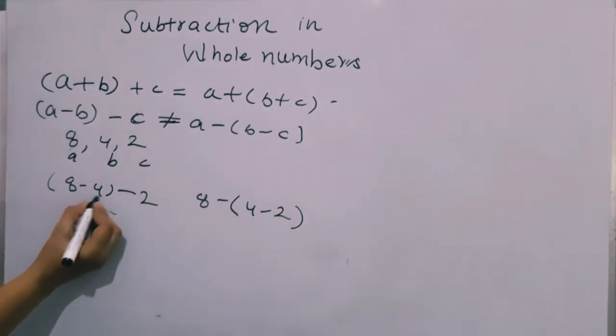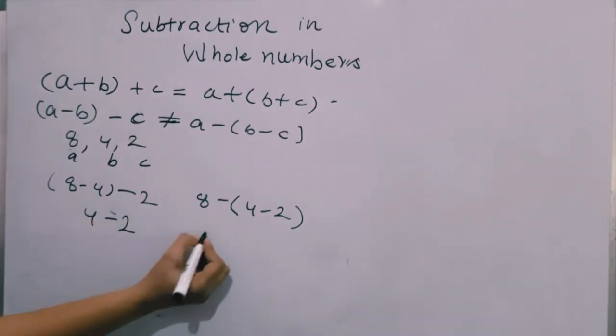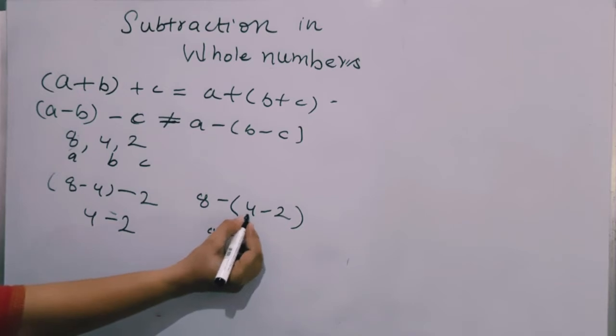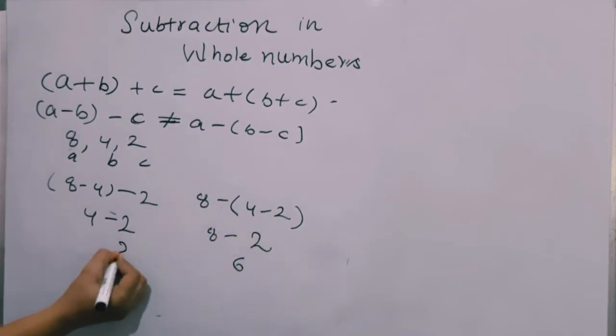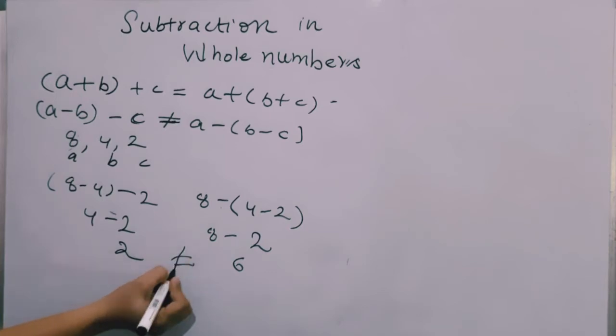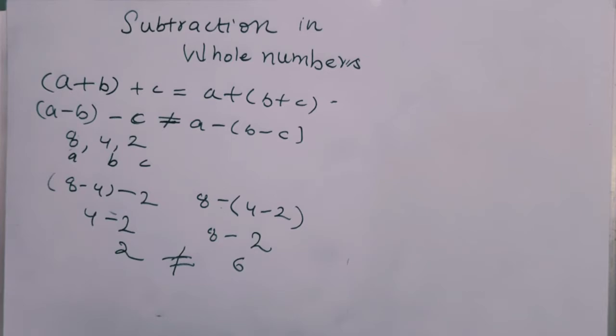Now check the answers. 8 minus 4 is 4 minus 2, here it will be 8 minus, within bracket 4 minus 2, so 2. Here it will be 6 and here it will be 2. Both the answers are not equal. Okay students? तो आपकी associative property नहीं hold करती है.